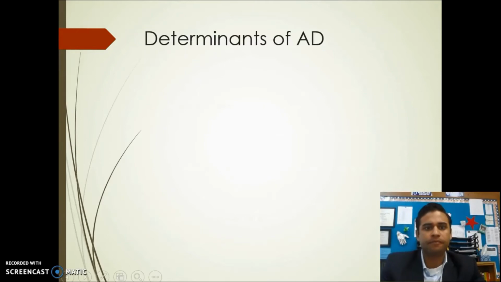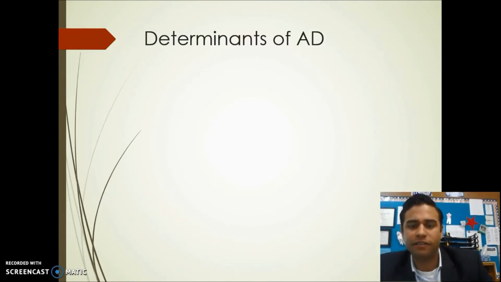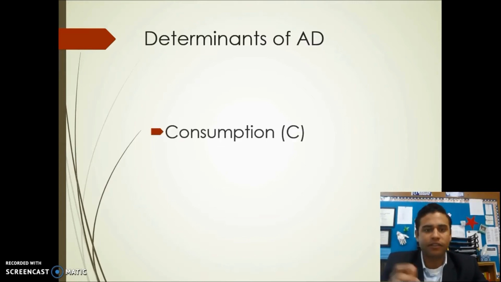So let's continue. The determinants of aggregate demand, the things that determine where aggregate demand is drawn on the graph, I've already told you. It's SIGEX, consumption spending.